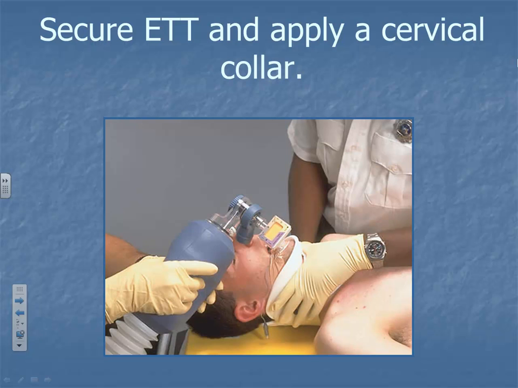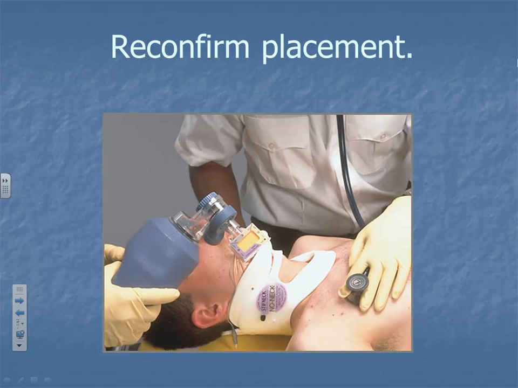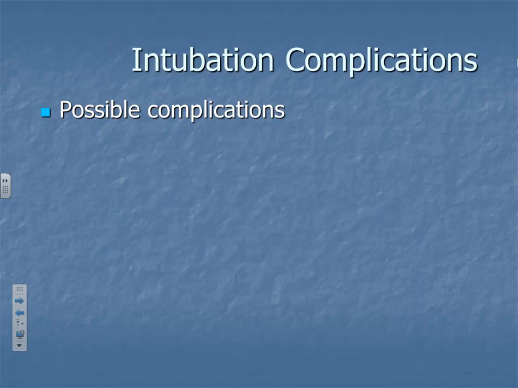Okay, secure the ET. If you hadn't put the cervical collar on, or if you're taking it off for your intubation, make sure you put that back on, and then reconfirm placement. Even after you've checked it, now you're going back and putting the C-collar on. You want to recheck it because you've manipulated the head somewhat. You shouldn't, but it's a good chance that you have. So always reconfirm.